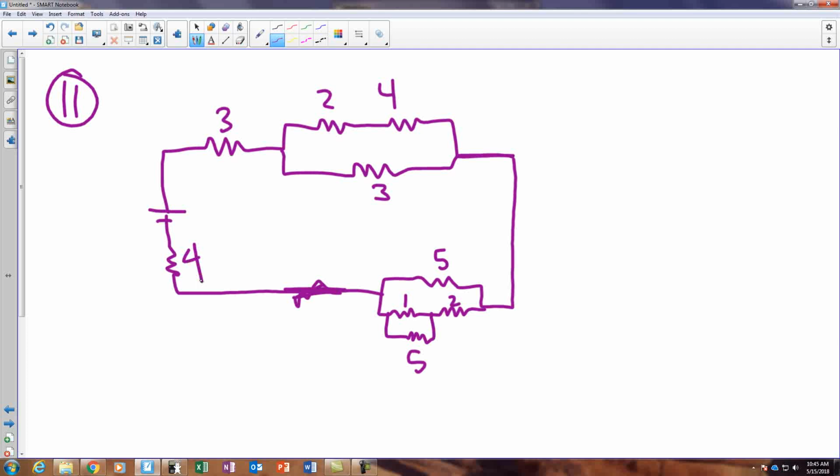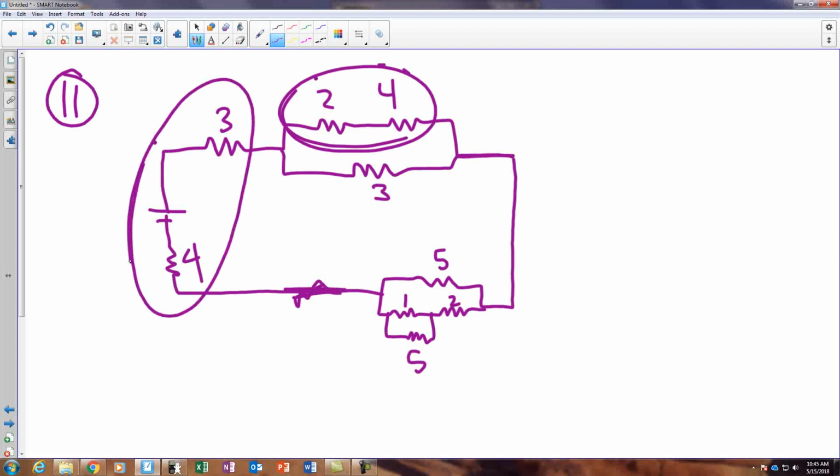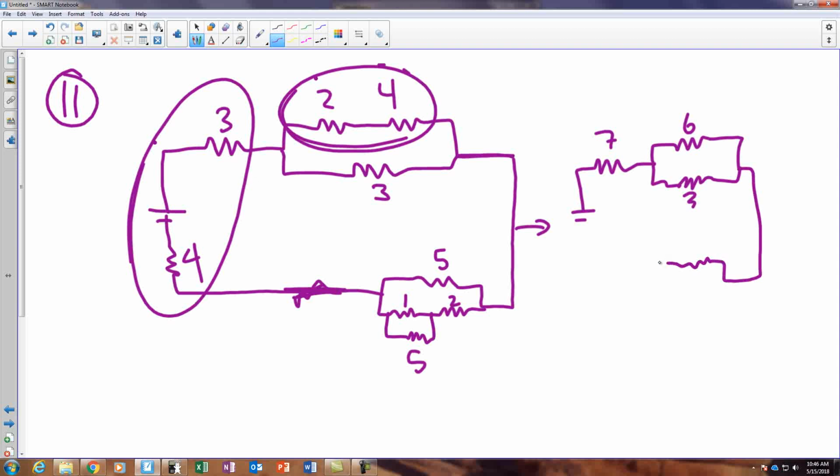Okay, if things are in series, connected directly, we just add them up, right? So we want to do any of that kind of stuff that we can do right away. I see it here. I also see it right here. Okay, those are not parallel to anything. They're just directly in series, so I can combine them. That's going to make my picture look this way. 7 splits to 6 and 3, right? Down to, I still have my 5, 1, 5, and 2.